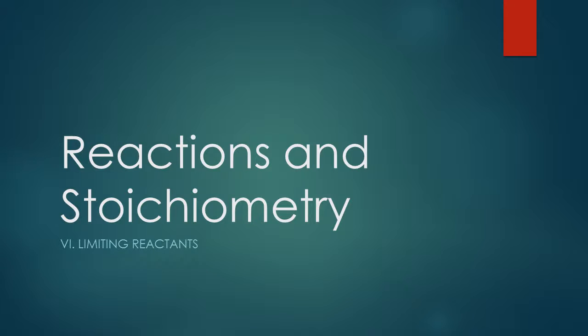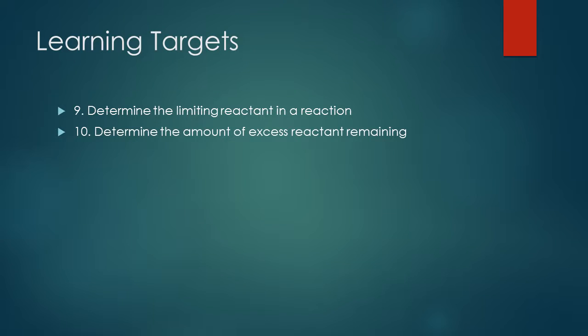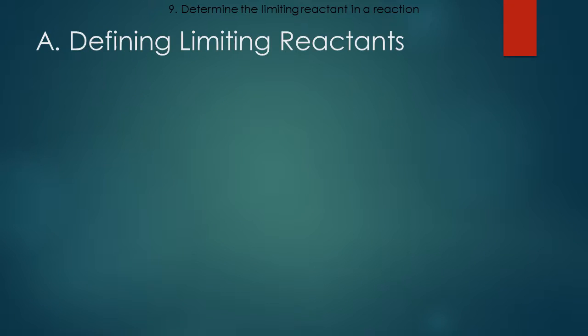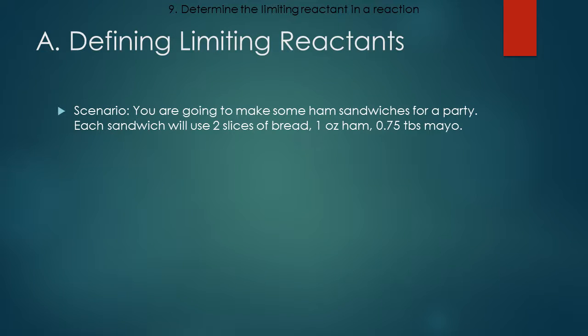The next lesson in our reaction and stoichiometry unit is on limiting reactants. Here are the two learning targets for this lesson, the first of which is that we want to determine the limiting reactant in a reaction. Before we get to looking at an actual reaction and determining the limiting reactant, let's take a look at a scenario that we might be a little more familiar with.